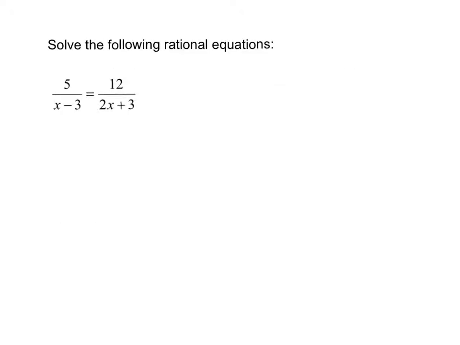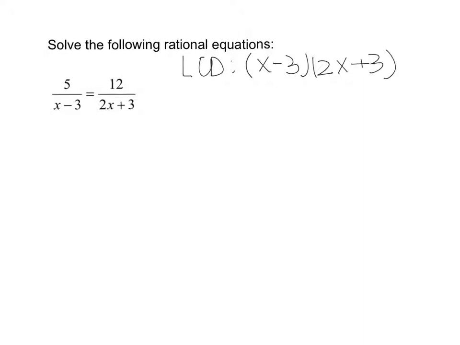Let's go ahead and start with an example. We want to solve the equation 5 divided by x minus 3 equals 12 over 2x plus 3. We could use cross multiplication, but we're going to stick with the method from above and identify the LCD and clear out the fractions. The LCD, or the least common denominator, is going to be what would give us a common denominator for our fractions. In this case, our common denominator would include x minus 3 and 2x plus 3. So that would be our LCD.